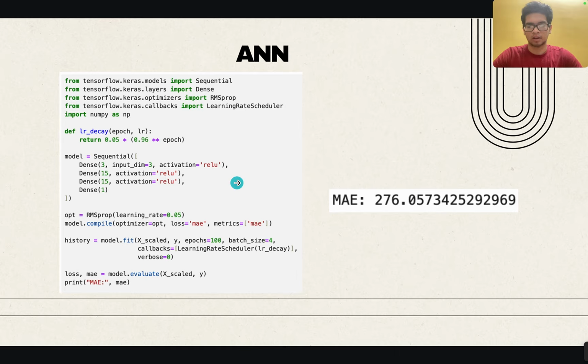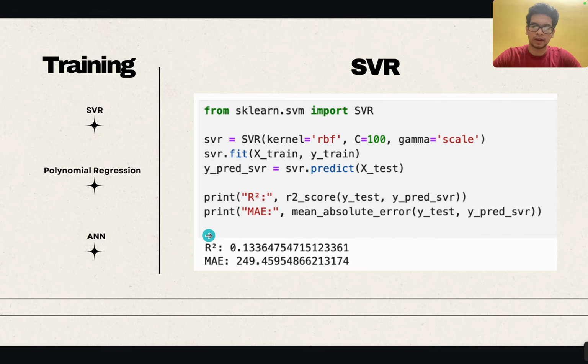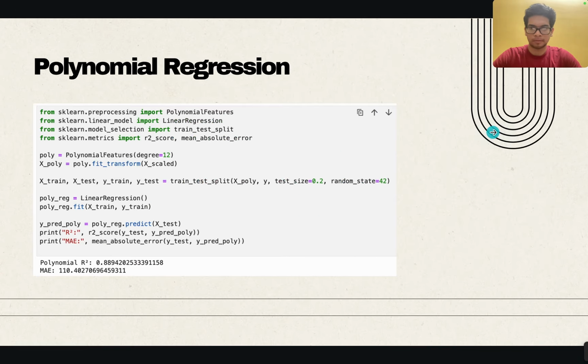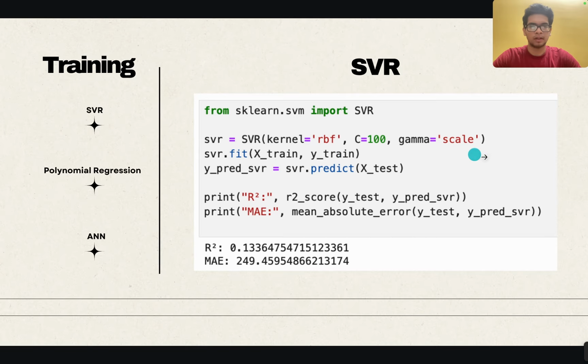And the ReLU function is just: if its input is negative, it outputs 0, and if its input is greater than 0, it outputs the input which it received. And the decay rate is 0.05, and it decays at the rate of 0.96 per epoch. After training it for 100 epochs, I received a mean absolute error of 276, which is actually very low compared to the polynomial regression model, and even lower than the SVR.